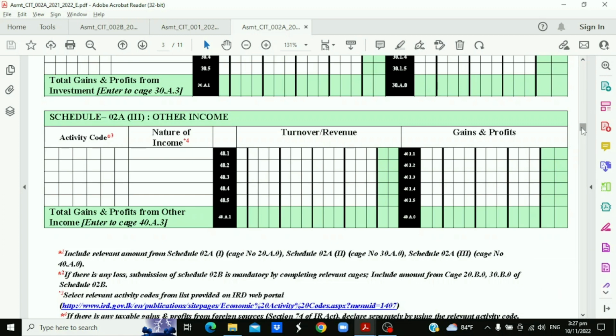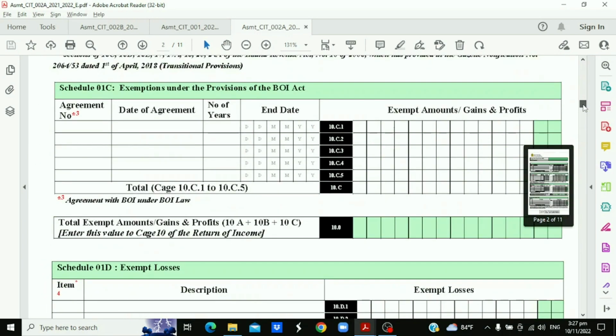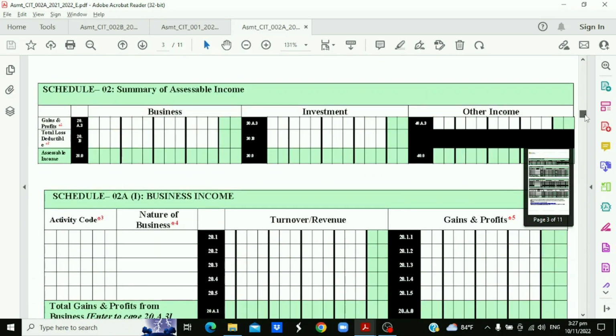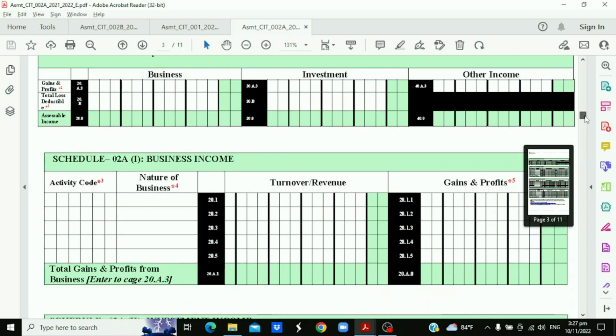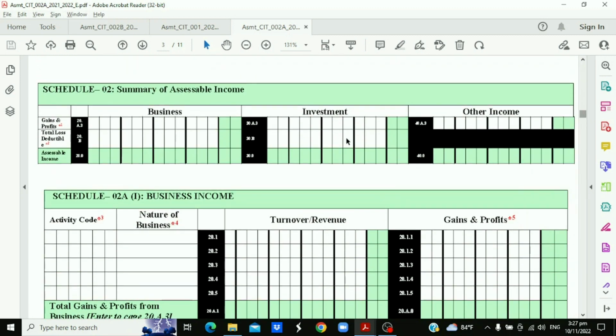Right now we can move into the second part of the schedule 2, right? Again we can move into the summary. Then we can complete the first row by completing the schedule 2A, 2B, 2A1, 2A2, 2A3. Right. Now we are going to identify the total loss deductible.